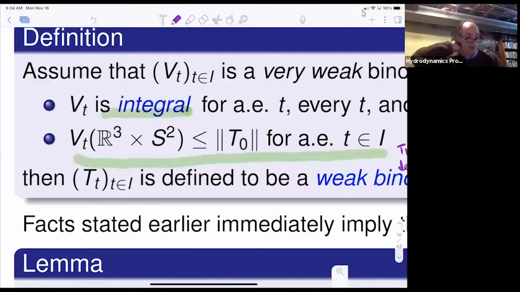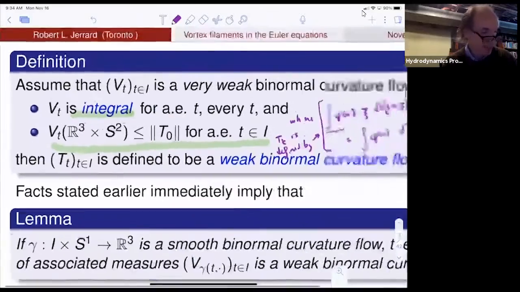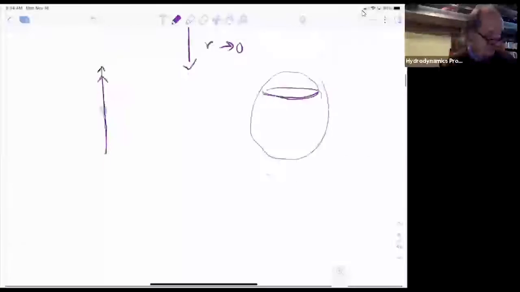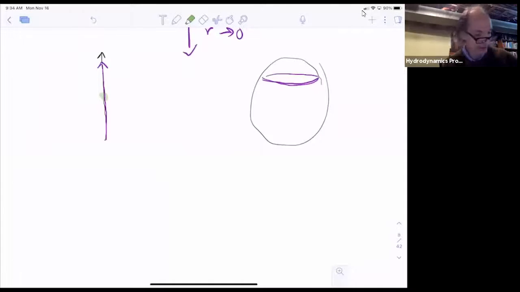So the second point, so then, let's see, I really need more space. Sorry. Let's go over this more slowly.